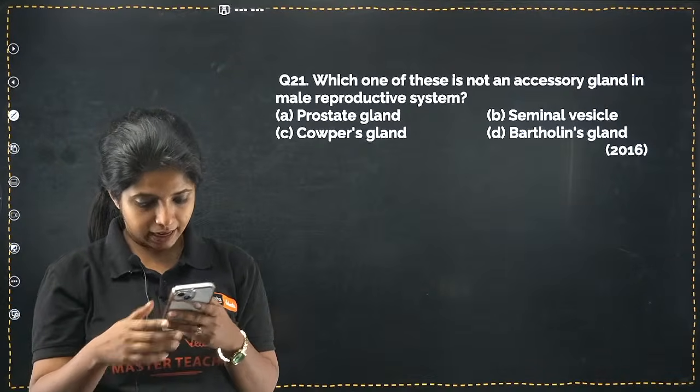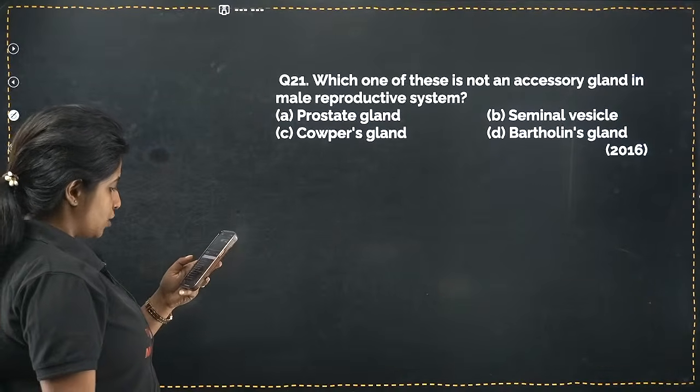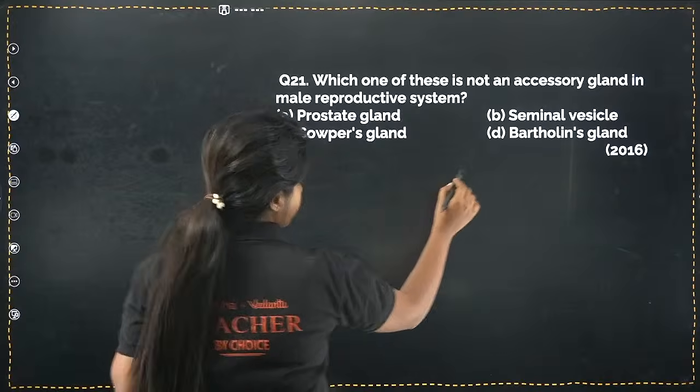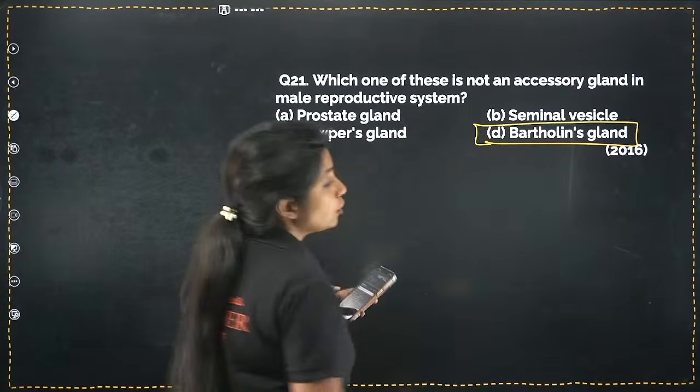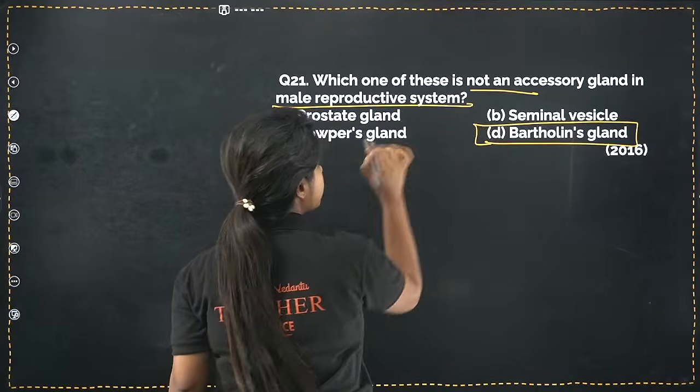Priyanka says it is D. Yellamma says it is C. Sanjana A. Okay. Swati. Okay. So guys, over here, your answer for this question is going to be D. Bartholin's gland. You have been asked about which is not an accessory gland of the male reproductive system.